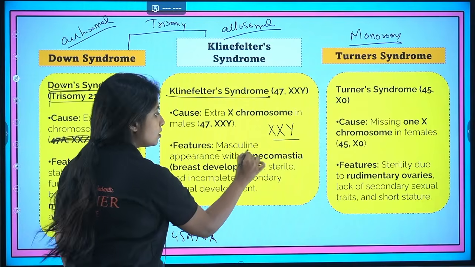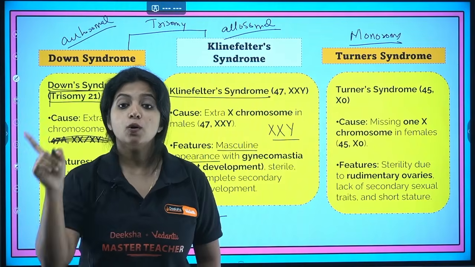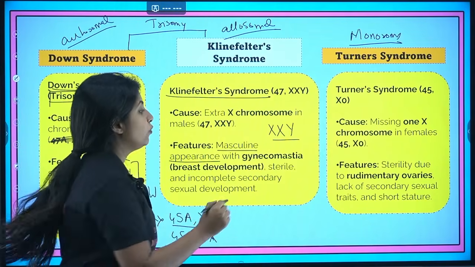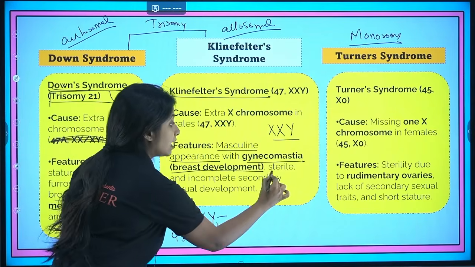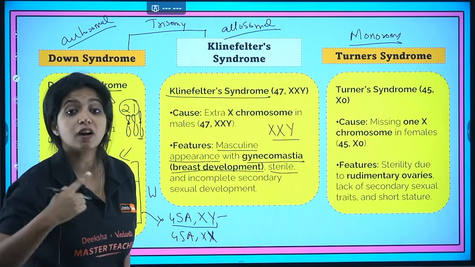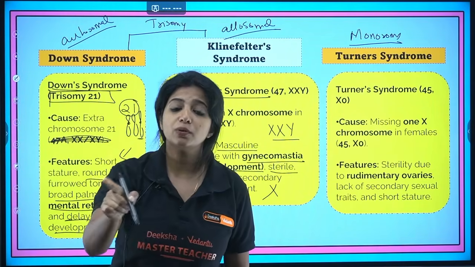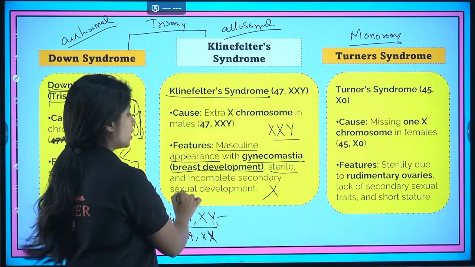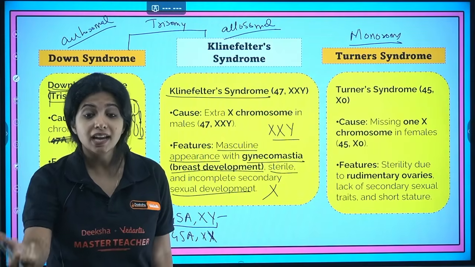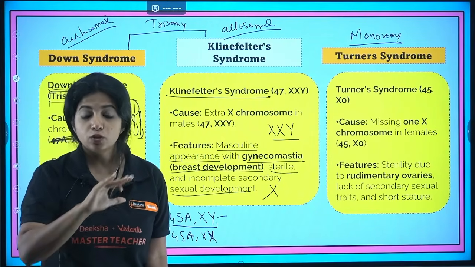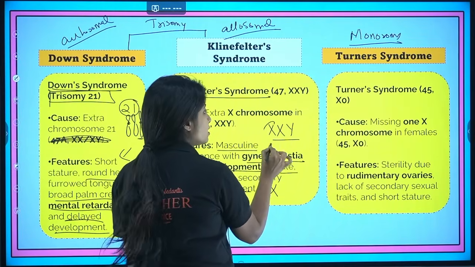Extra chromosome is there. Here, overall masculine appearance or masculine development will be there. Remember, this is a very important point. Overall masculine development, but you will be having gynecomastia. What is gynecomastia? Breast development. You will be sterile. That means you cannot have babies. Why? Because in your body, spermatogenesis is not going to happen. Sperm formation is not going to happen, which is why you are going to be sterile. And incomplete secondary sexual development is also going to be seen. So yes, overall masculine development is there, but then you have gynecomastia, that is development of breast. You would be sterile. There is no spermatogenesis that is going to take place over here. Why? All because you have an extra X chromosome.